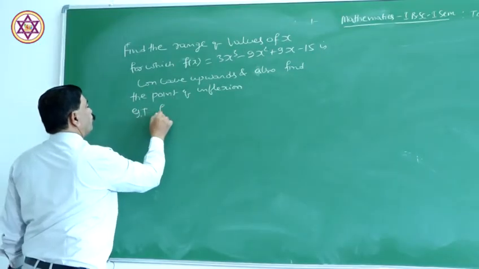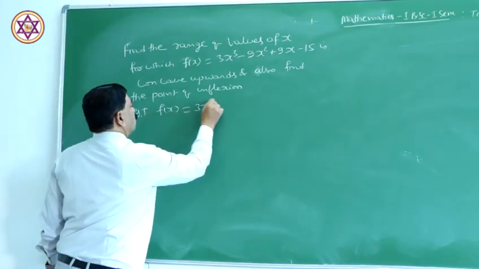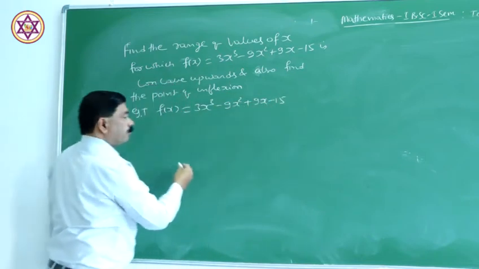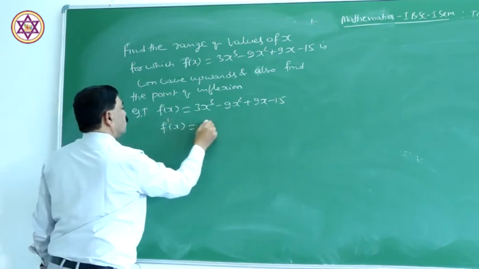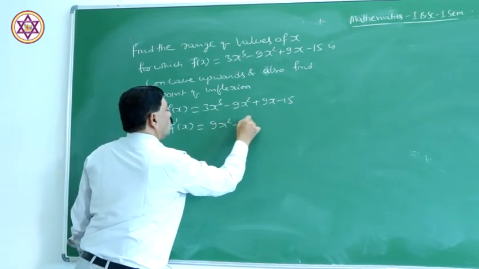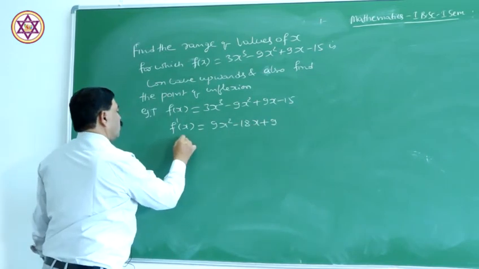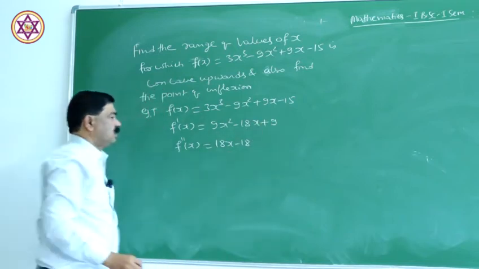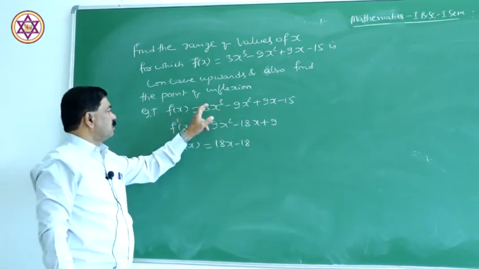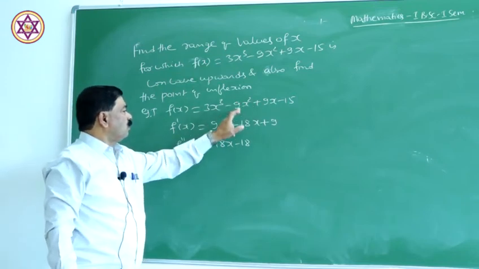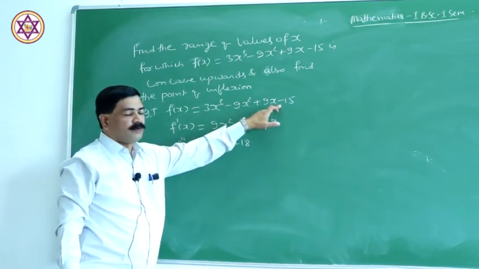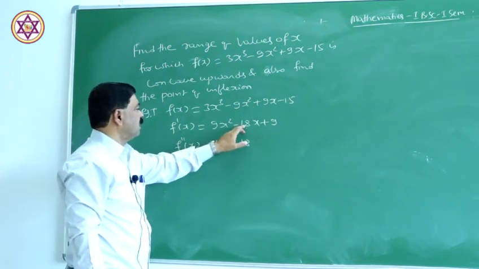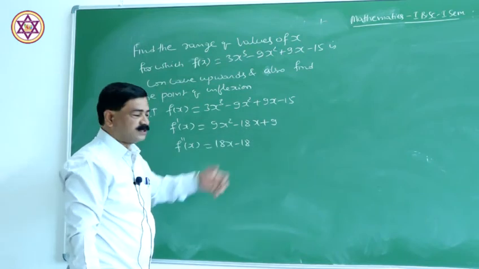Given that f of x is equal to 3x cube plus 9x square plus 9x plus 15. So f dash of x is 9x square plus 18x plus 9. If we differentiate this one, 3 into 3 is 9x square, 2 into 9 is 18x, 9 into 1 is 9 itself, 15 is constant, derivative of constant is 0. Again differentiate: 2 into 9 is 18x, 18 into 1 is 18 itself, 9 derivative is 0.